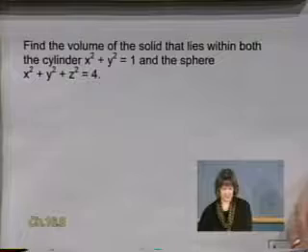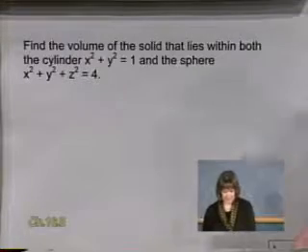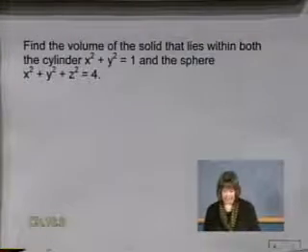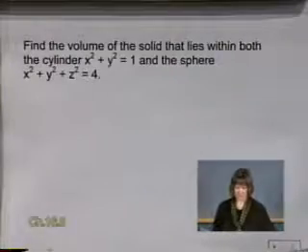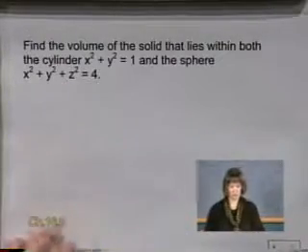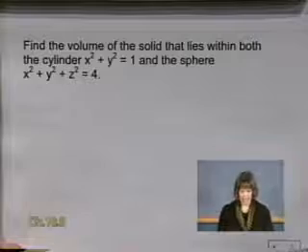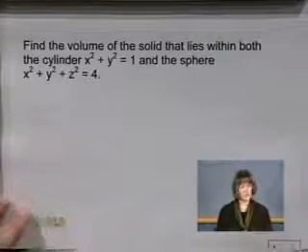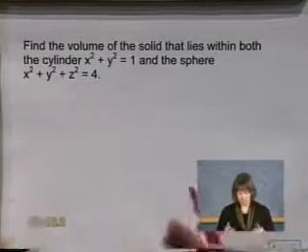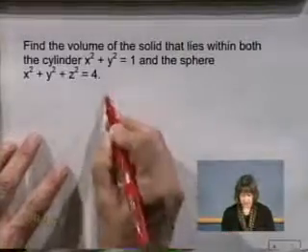Okay, let's look at this one. Find the volume of the solid that lies within both the cylinder x squared plus y squared equals 1 and the sphere x squared plus y squared plus z squared equals 4. This is sort of a cool problem. I like this one. So let's first draw the picture.